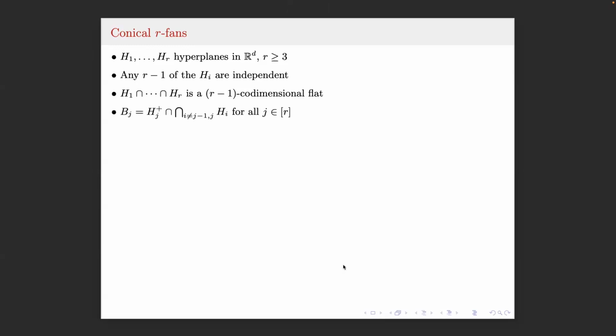So out of this, I can construct some blades, and some affine spaces. For each J, I'm going to look at a half space coming from H_J, and I'm going to intersect that with all of the hyperplanes except the (J minus 1)st and the J-th. So each of these then has codimension R minus 2. I'm going to look at the union of these, and I'm going to have an R minus 2 codimensional fan, and the center of the fan is going to be the intersection of all the hyperplanes.